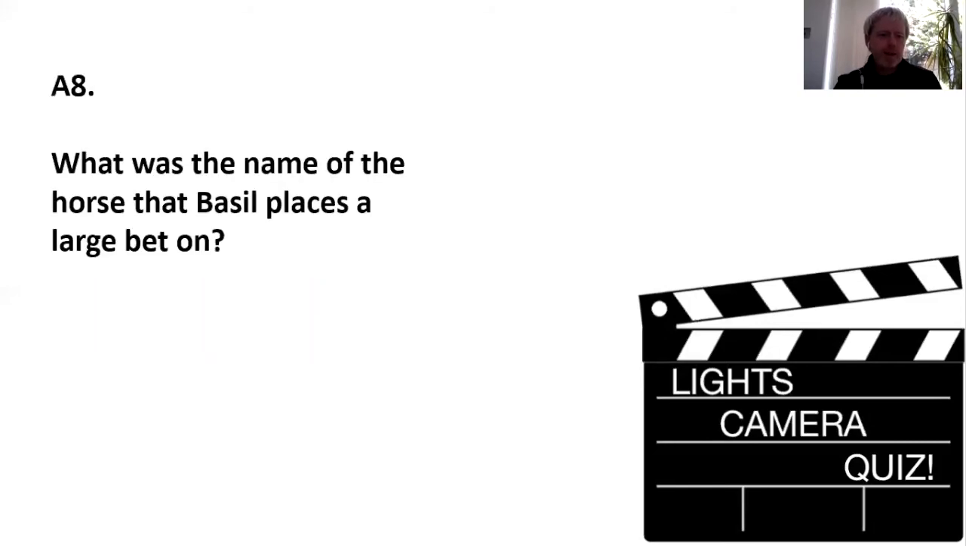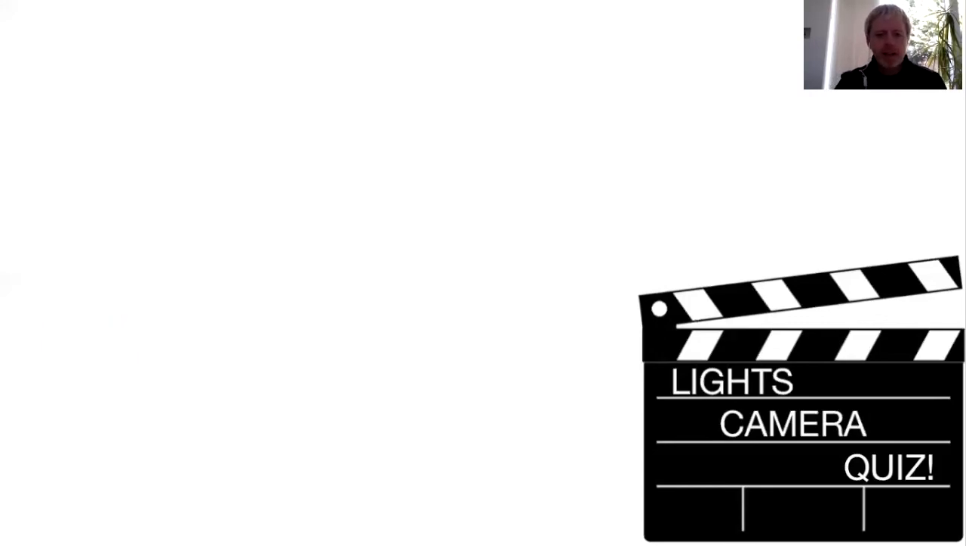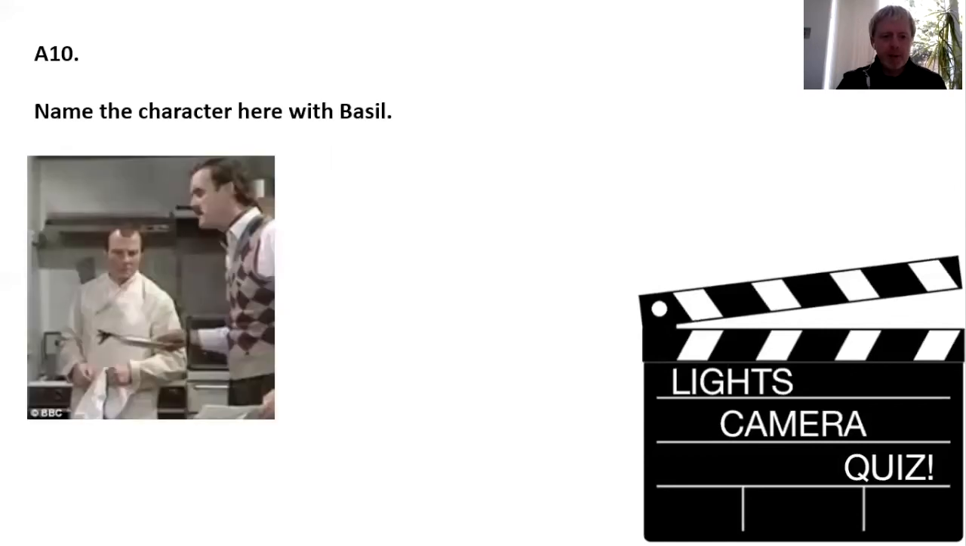Question 8. What was the name of the horse that Basil places a large bet on? Dragonfly. Well done if you remembered that. I had to look it up, I must confess. Question 9. Name the friend Sybil is often on the phone talking to. Audrey. Sybil and her odd laugh on the phone. And the final question. Name the character here with Basil, one of the chefs. It is Terry. Terry the chef.